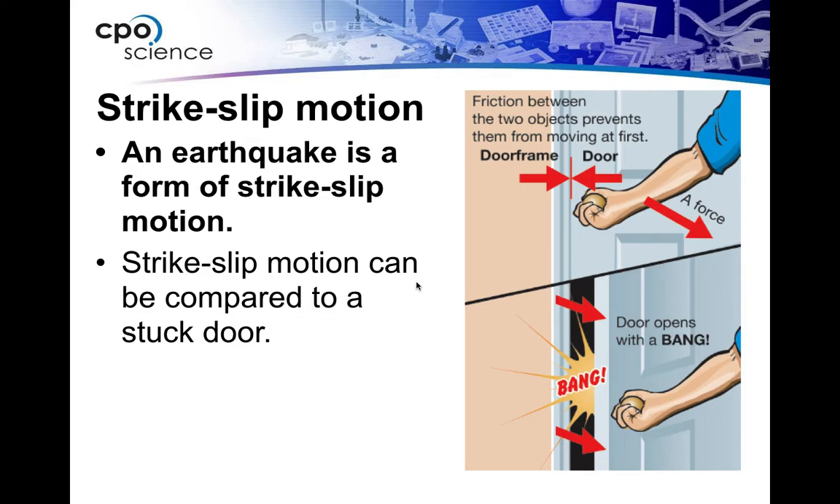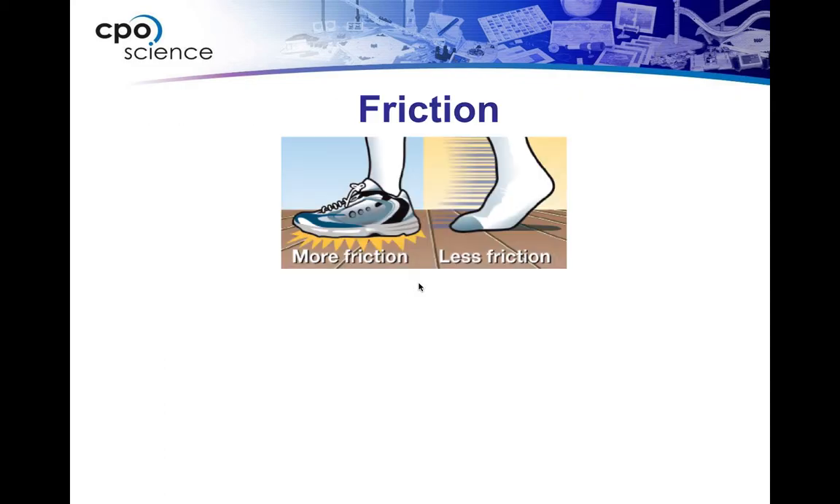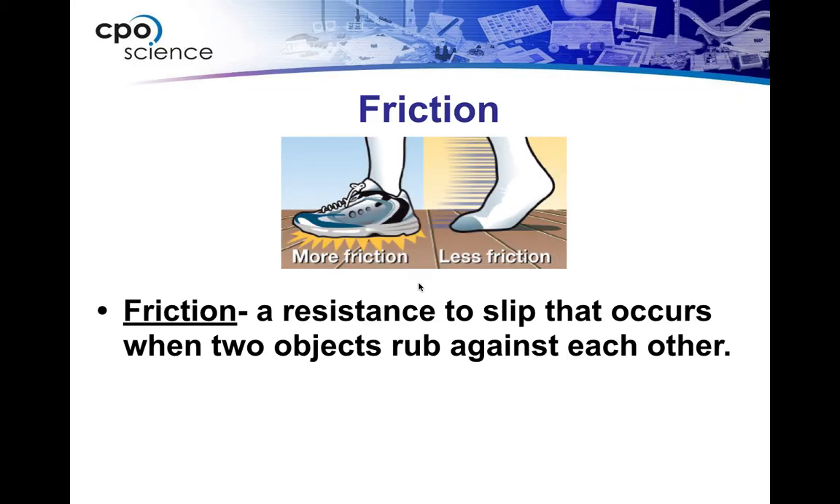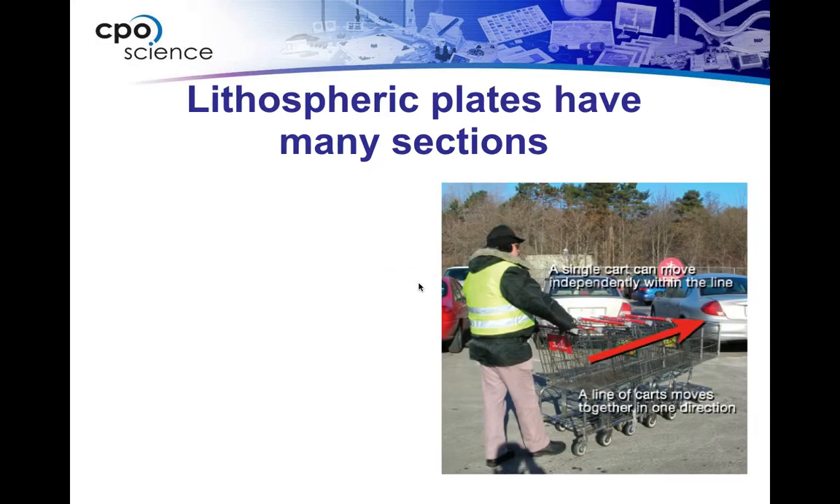And in the picture here, they're showing you, well, the door opens with a bang. Well, on Earth, when we talk about earthquakes, it's going to happen essentially in the same manner. All right, so friction, this is all happening because of friction. So remember, friction is a force, a resistance to slip that occurs when two objects rub against each other. So really, these earthquakes are a product of friction between two tectonic plates.